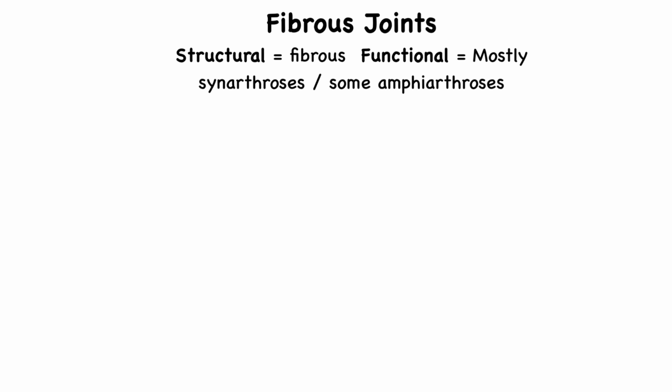We'll start with fibrous joints. So structurally, these are fibrous joints, and functionally, they are mostly synarthrosis with some amphiarthrosis. So these fibrous joints are connected by dense irregular connective tissue, like we just talked about, and then they allow little or no movement. We find three different types of fibrous joints.